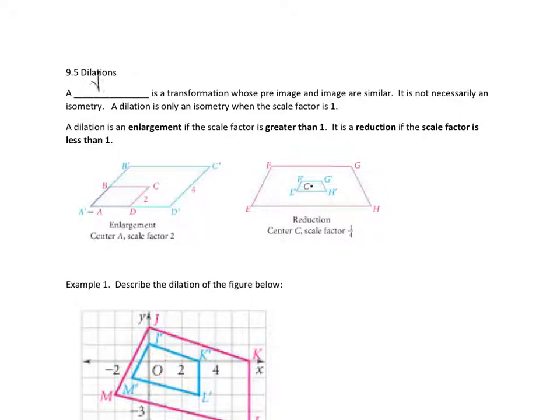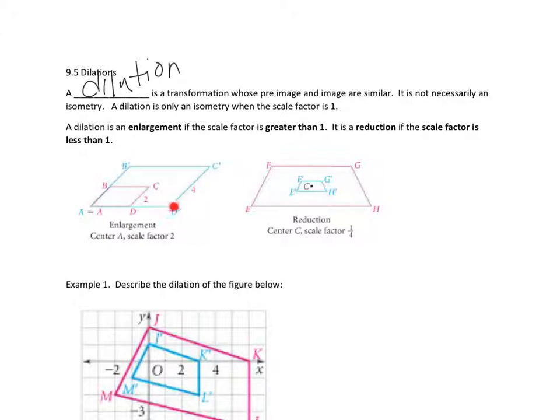A dilation is a transformation whose preimage and image are similar, so they're not necessarily congruent. So remember, congruent means same size and same shape. So these are the same shapes, but they're just different sizes. A dilation is an enlargement if the scale factor is greater than 1, and it is a reduction if the scale factor is less than 1.